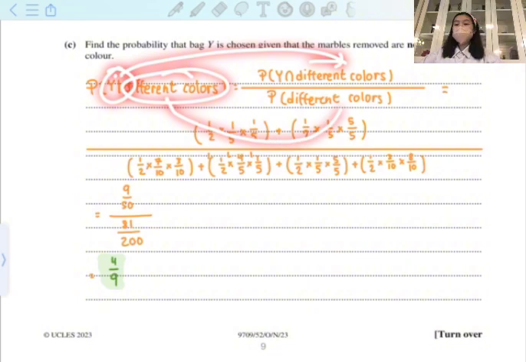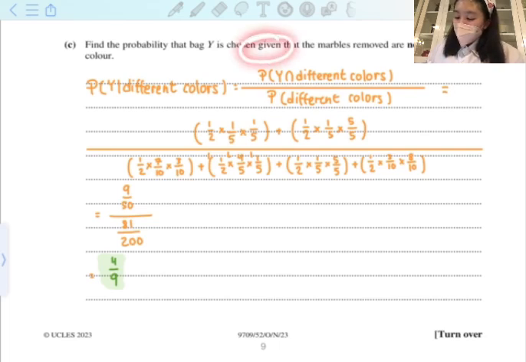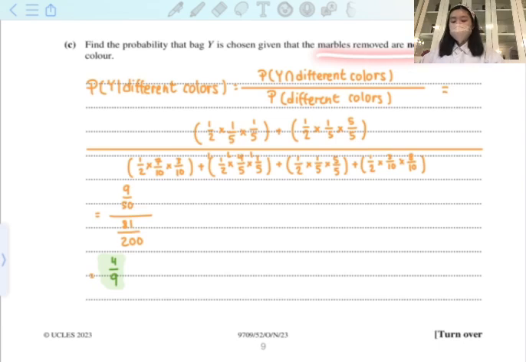Now remember, the formula for given is always the intersection divided by the second one, the given, the event that comes first. Because given, this says that the different colors have come first. So remember, the right side of the dashed line, this thing, will always come first chronologically. So you want to divide your intersection by this.